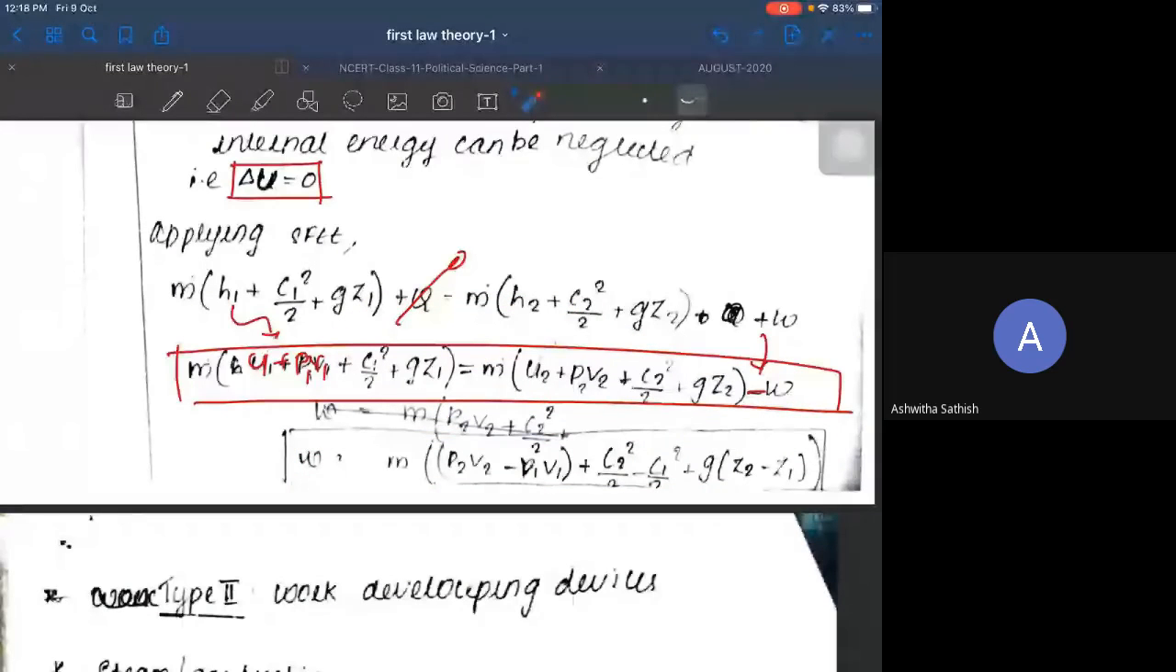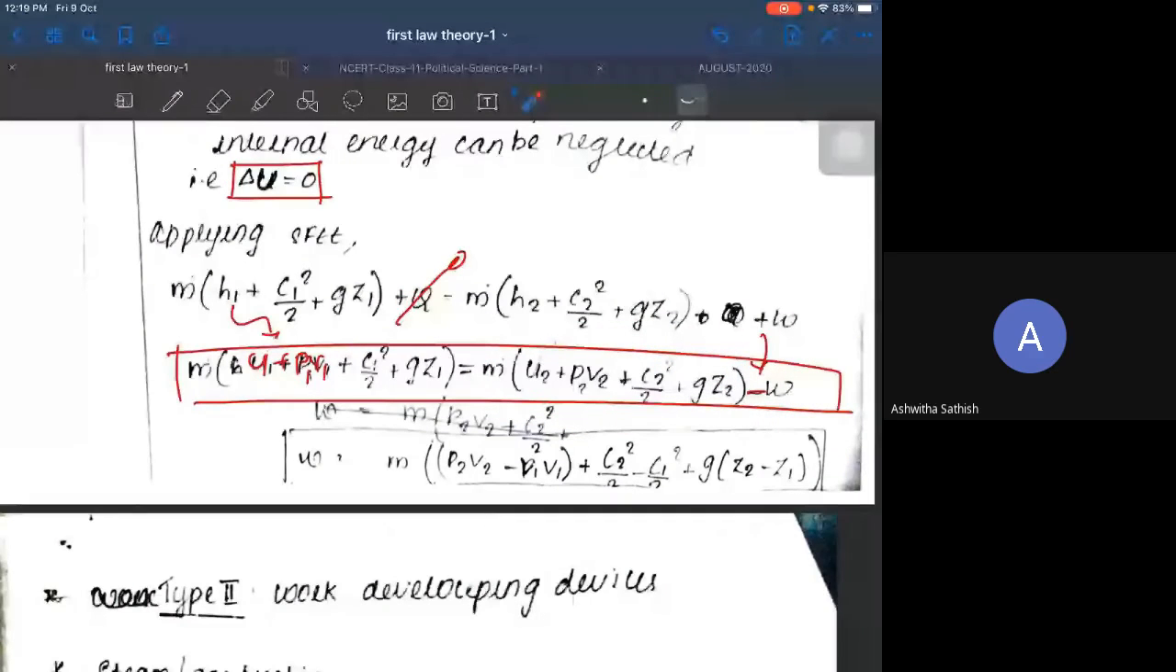So you are not deriving the expressions, but you are applying the SFEE for the different devices. For the application of SFEE for the pump, what are the things that you have to note down? The Q value would be zero because there is no heat exchange. As Q is zero, delta U would be zero, so there will be no change in the internal energy. Work done would be negative. That's it. Keep the work done on the LHS, transfer all the remaining to the RHS. That becomes your expression, your application of SFEE for the pump.